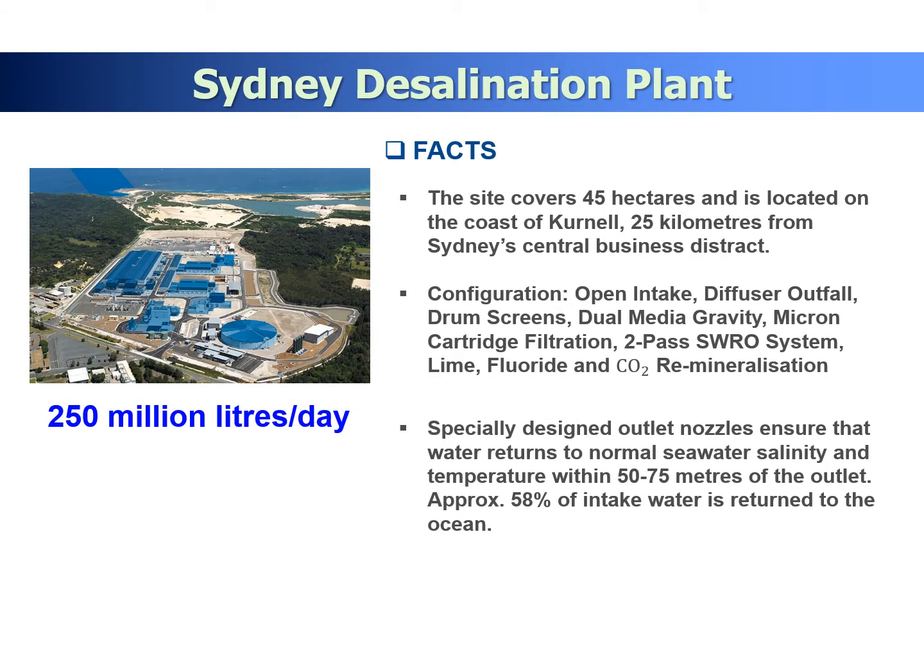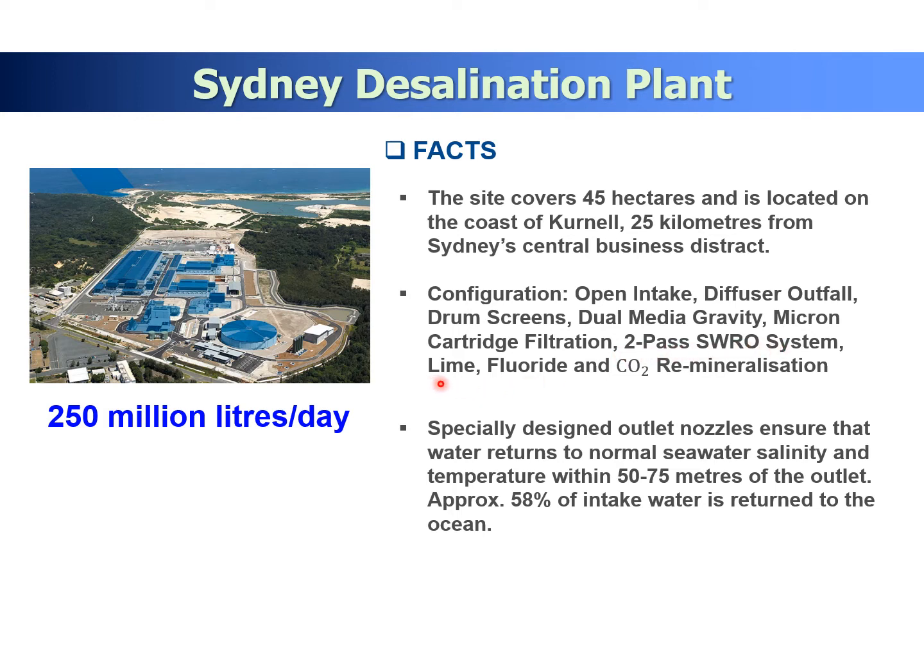How about our desalination plant in Sydney? The capacity is 250 megaliters per day. This process consists of drum screens, a dual media gravity filtration system, and micro cartridge filtration. Here, micro cartridge filtration tries to protect the second pass seawater reverse osmosis, just in case large particles pass through this gravity filtration, and then reduces membrane fouling in the reverse osmosis system.